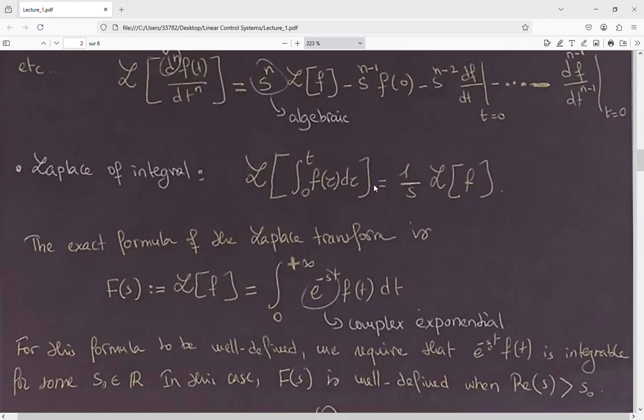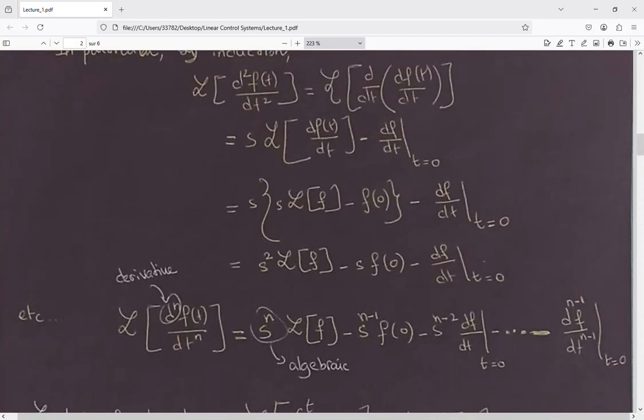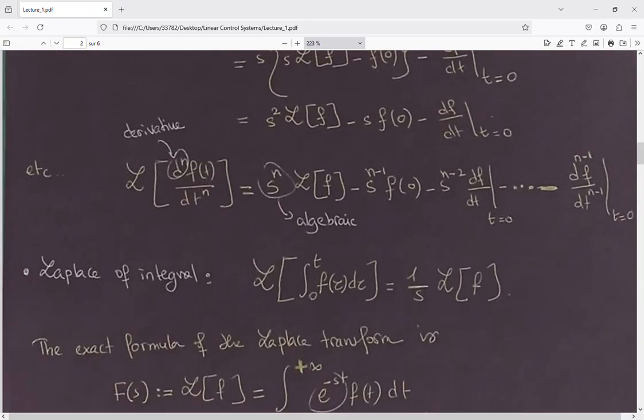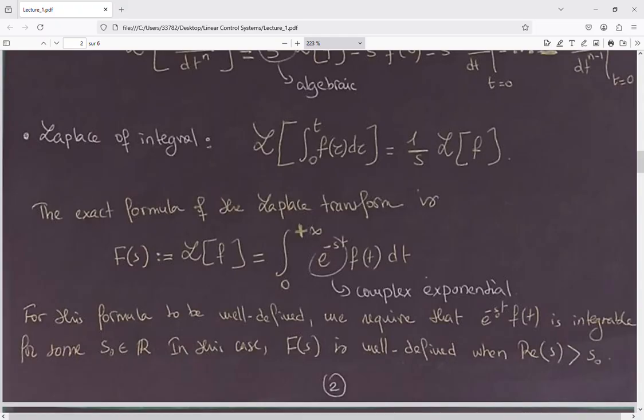Now, I said we want to transform differential equations into algebraic equations, and for this we have a tool that is called the Laplace transform, which verifies these three properties among other properties. Now, what is exactly the Laplace transform? The Laplace transform is given by this formula.